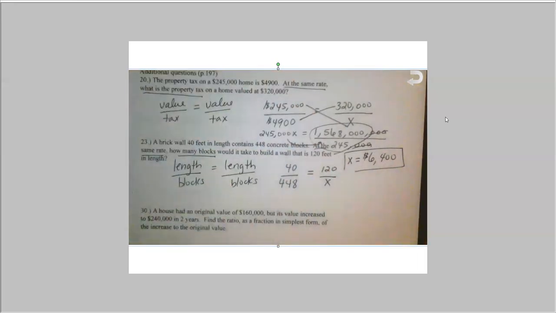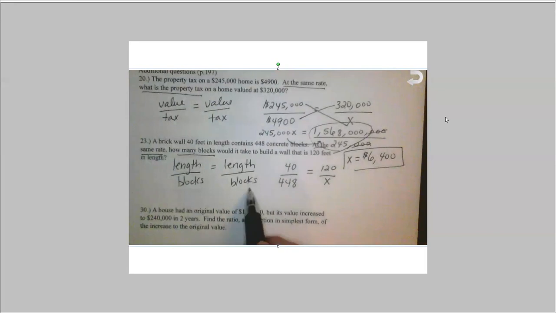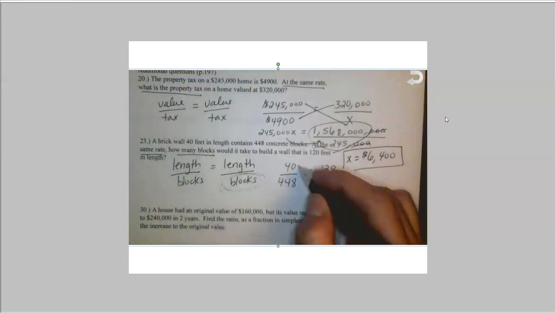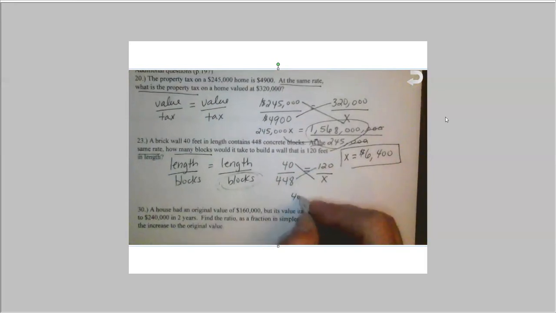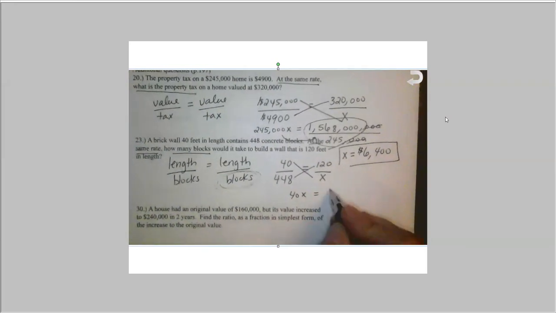So set up the proportion. Labels don't really matter in this because I'm going to cross multiply and solve. This is what I'm looking for, so that'll be the label for this answer. So 40 times x equals 448 times 120. You can check in your calculator as I multiply this in mine. That's going to be 53,760. Divide by that number in front of the variable.